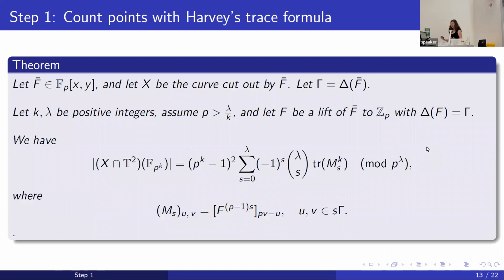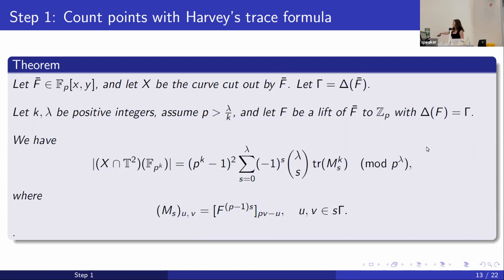We count points in sub-algorithm 1 using the theorem that appears before you on this slide here. This is my paper's version of the trace formula. It takes into account the Newton polygon of the input, not just the degree of the input plane curve. For simplicity, I'm only presenting it here for prime fields and where the prime is large enough to get this nicer version of the trace formula. So the formula states that the number of points on the curve cut out by bar F in the 2D affine torus in the degree K extension of the base field is this weighted sum of traces of K powers of these matrices N_S mod p^λ.